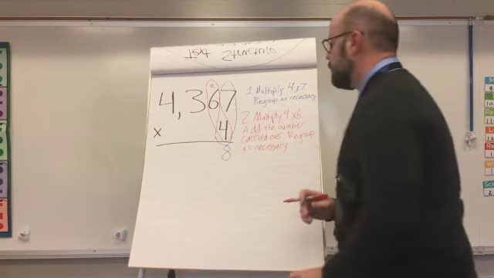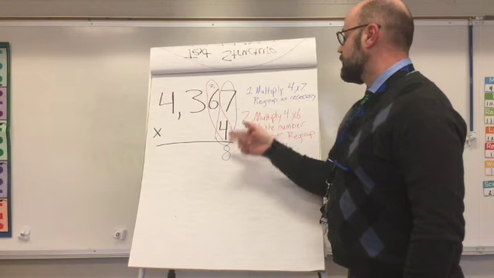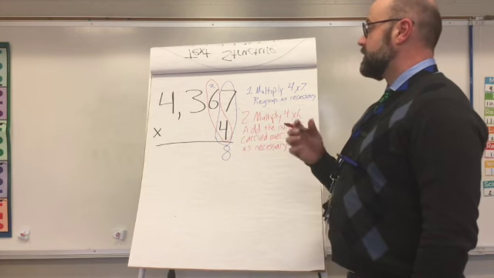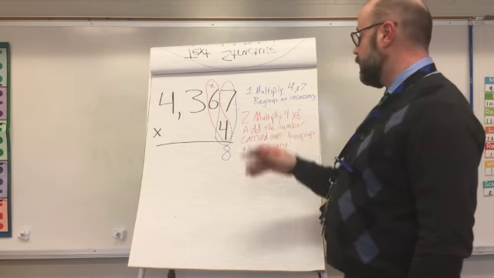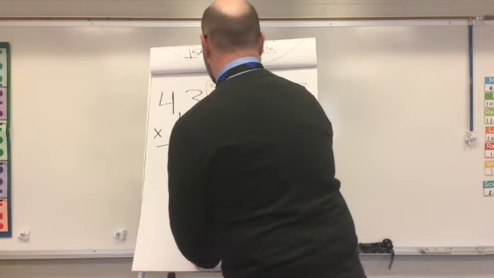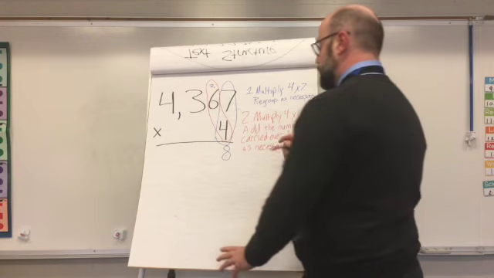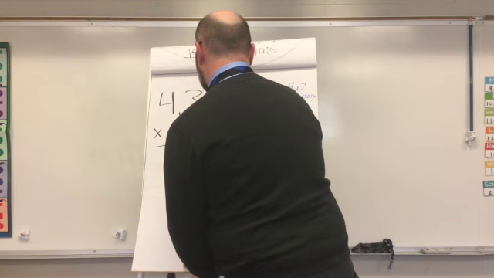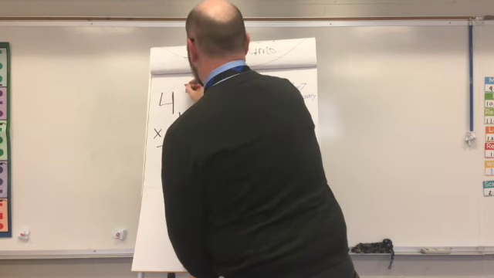Okay, so multiply 4 times 6. 4 times 6 is 24. Add the number carried over, the 2. That's 24 plus 2 is 26. Regroup as necessary. Well, 6. Carry that 2 over.